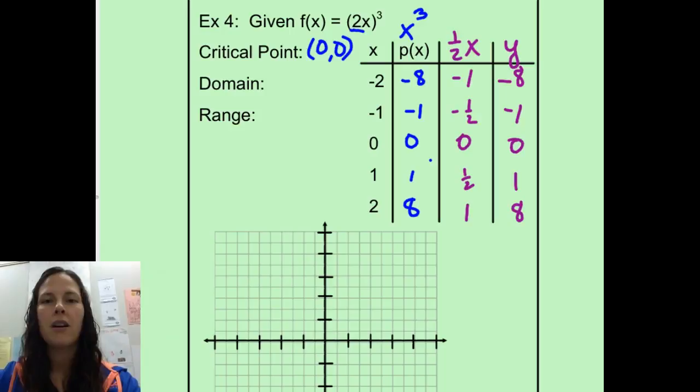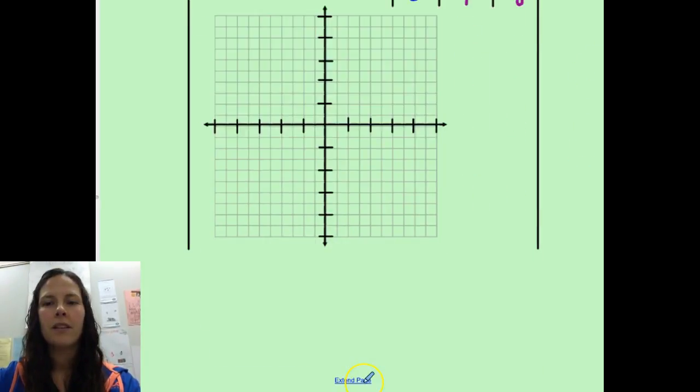We'll plot the purple columns for our new compressed function. Starting off with -1, -8. Again, I'll scale each of those by 2 so I can fit my points on the graph. Then we had -1/2, -1, 0, 0, 1/2, 1, and 1, 8.